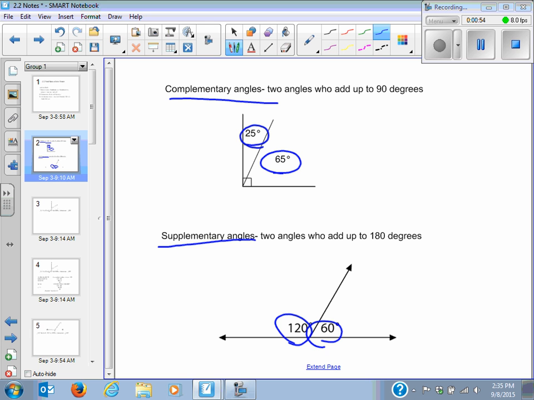They are supplementary. The way that I help myself remember this is C comes before S, and 90 comes before 180. Therefore, complementary goes with 90, and supplementary goes with 180. These angles do not have to be side by side. We will get a special name for that. You could have something like this, where you have 25 degrees, and then over here you have 65 degrees. These two angles would still be considered complementary because they add up to 90 degrees.